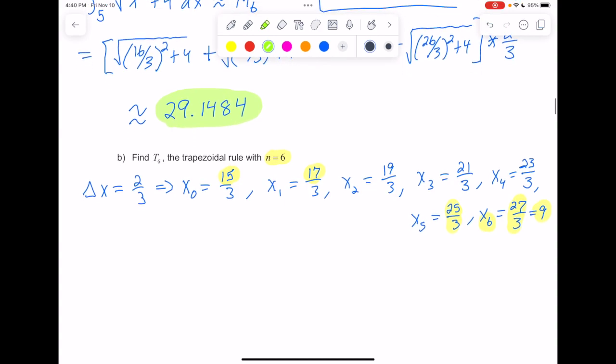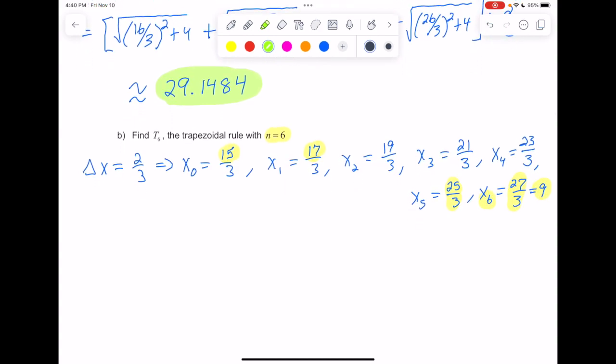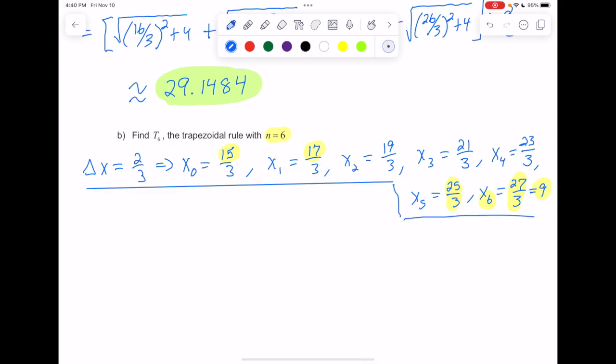All right, let's go ahead and move down to the T6. We've already calculated the endpoints. So let's look at what we need to do for that one. We just kind of separate all this stuff off. So we're looking to get the definite integral from 5 to 9 of the square root of x squared plus 4 with respect to x. We're going to approximate that now by using T6.